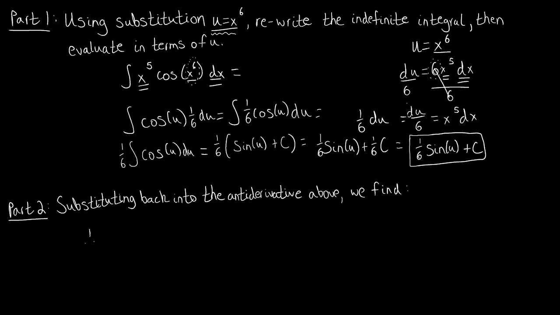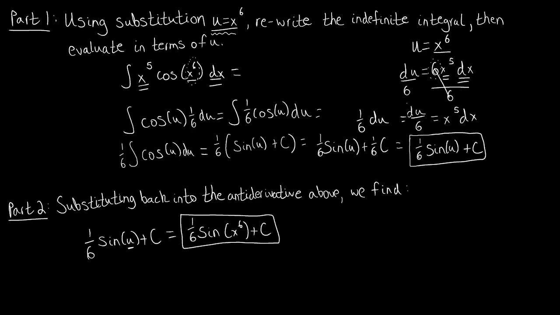So essentially what we're going to do is we're going to have our thing that we wrote in terms of u, plus c was our evaluation of our indefinite integral, right? But then using the fact that u is x to the sixth, how we're going to write this is 1/6 sine of x to the sixth plus c, and this is going to be our antiderivative with respect to x, which is what we were originally asked in this question, right?